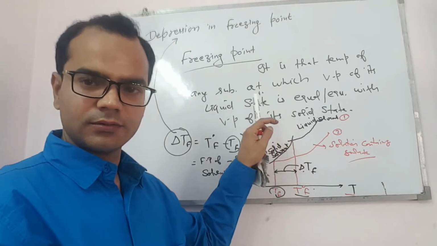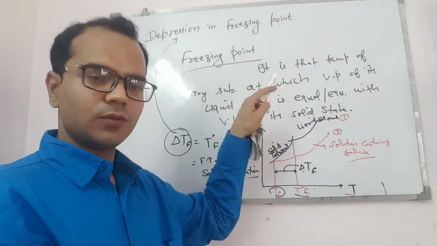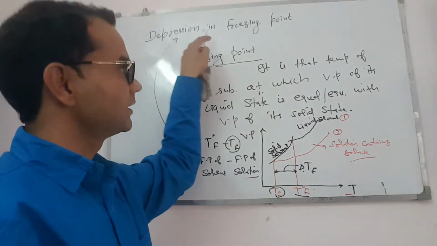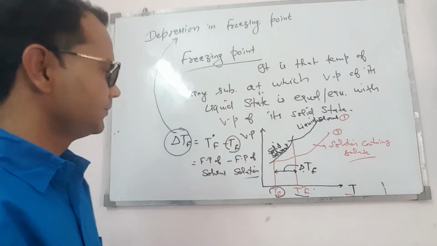Clear? We are discussing this property again under colligative properties. So we are going to prove that depression in freezing point is a colligative property. Clear? Next.